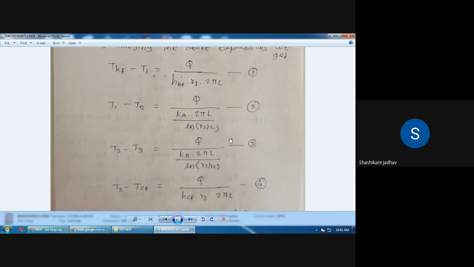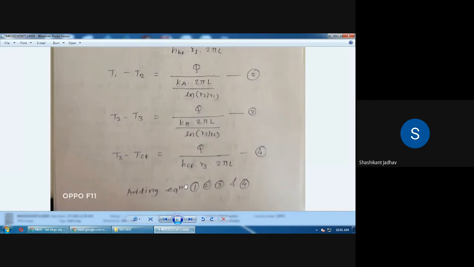What is the remaining term in the left hand side? THF minus TCF. And what about the right hand side? We have to add all the terms, whatever the terms which are at the right hand side. Okay, so adding equations 1, 2, 3 and 4.